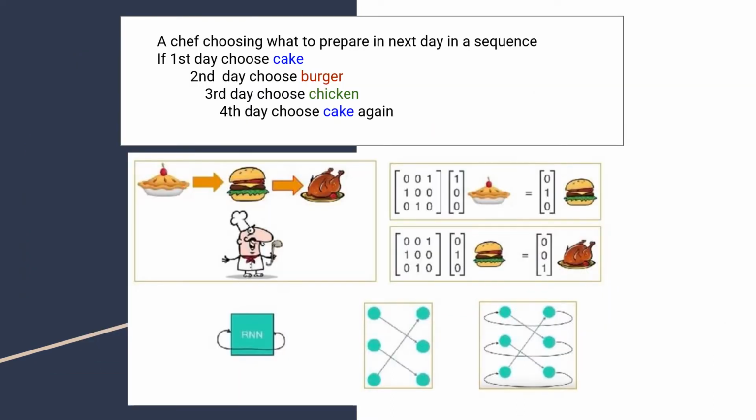Here is an example of an RNN. You can see a chef choosing what to prepare the next day in a sequence order. If the first day he chose cake, the second day he chose burger, the third day he chose chicken, and the fourth day he chose cake again. You can see there is some matrix representation here. In terms of RNN, we get these matrix values and can predict the future.